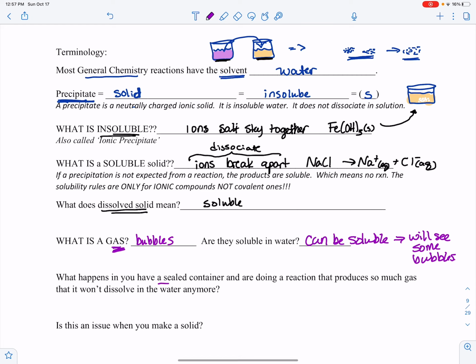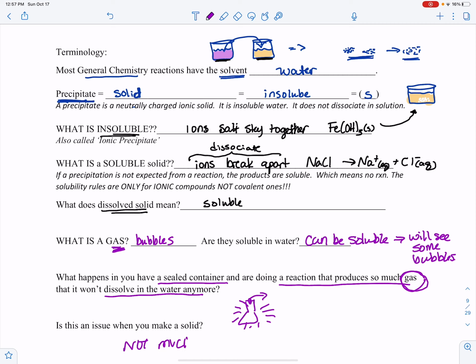So what happens if you have a sealed container and you're doing a reaction that produces so much gas that it won't dissolve in the water anymore? What do you think? Well, eventually, if it keeps producing gas in a container, either the lid will pop off or the container itself will explode. Gases are very, very strong. You'll learn more about gases soon, but you have to be very careful when you're producing a gas. Is it an issue when you make a solid? Not so much, because the solid is just sitting there. It doesn't take up much more space, and there's not a lot of pressure involved.